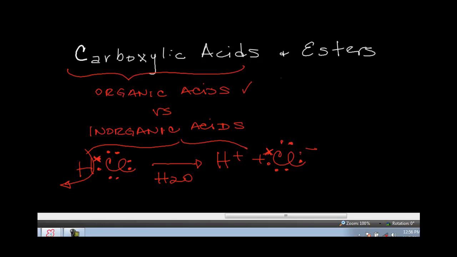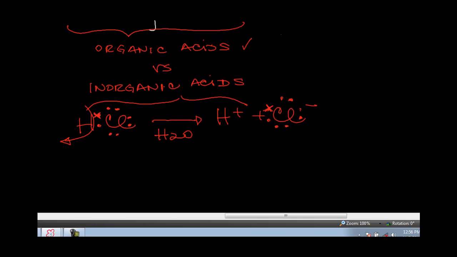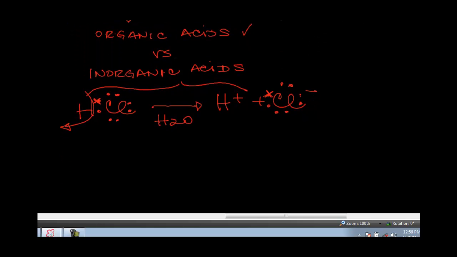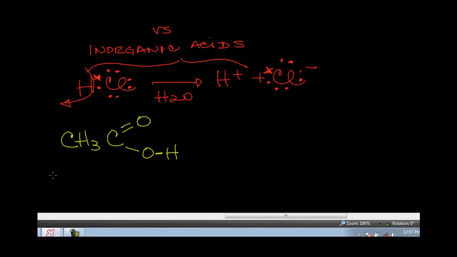So the very first organic acid that we are going to consider is ethanoic acid. Who can write the structure? Go ahead and write ethanoic acid. We'll all write it together. How many carbons? 2 carbons, and the carboxylic acid has a C double bond O, single bond OH. This right here is a carboxylic acid. And a carboxylic acid is an organic acid.